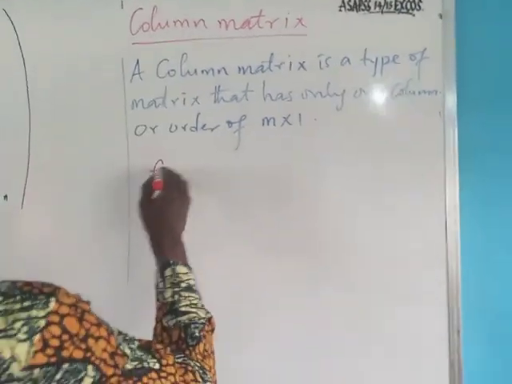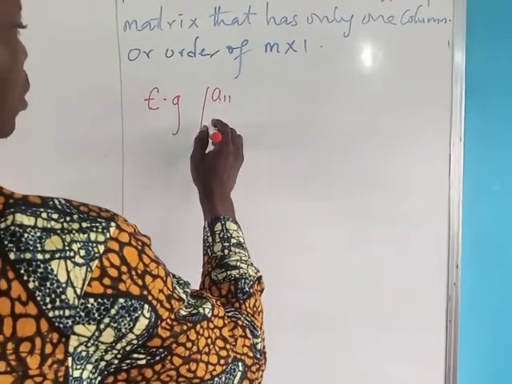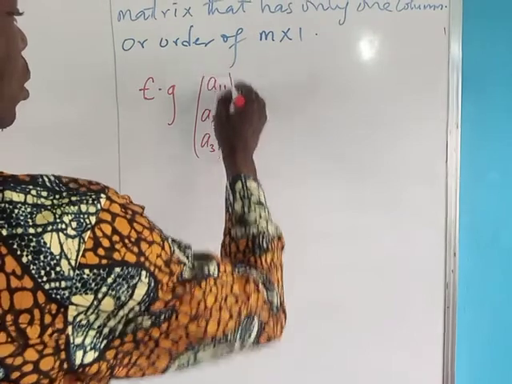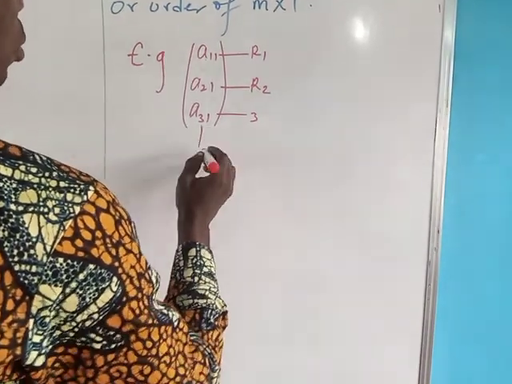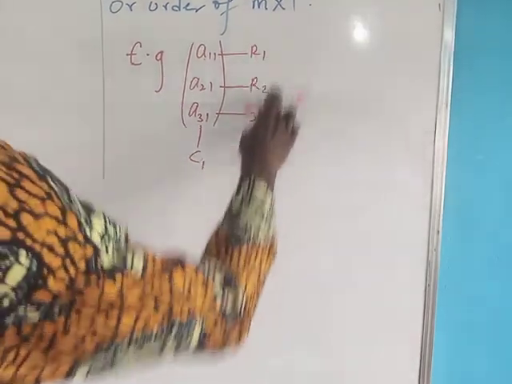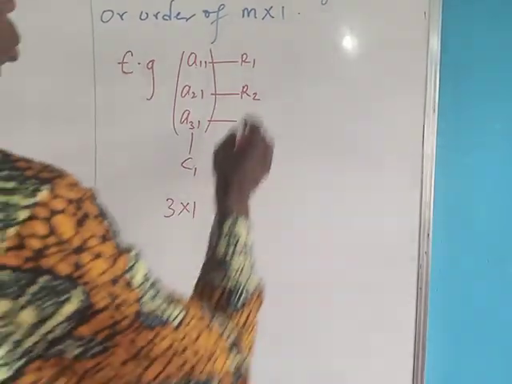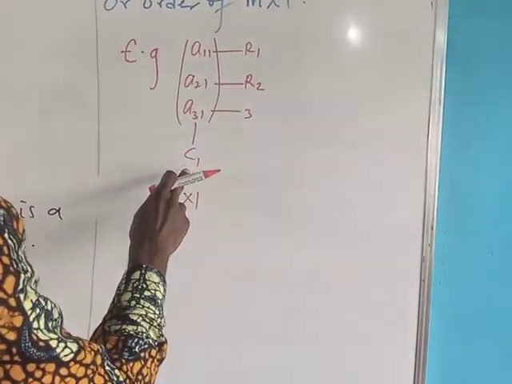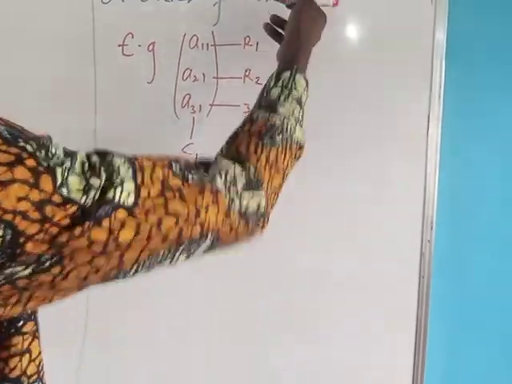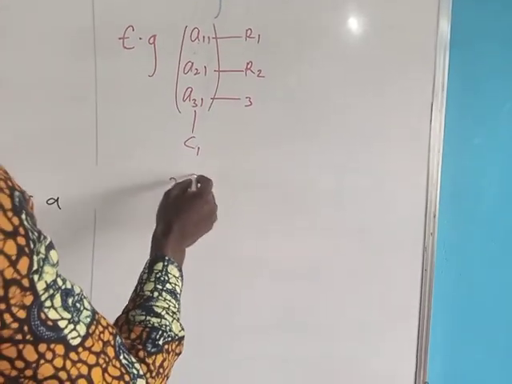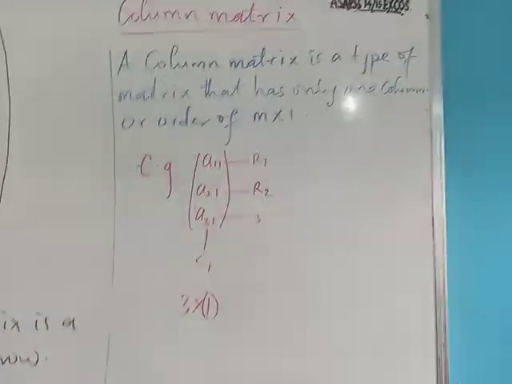E.g., so if you have this, A11, A21, A31. So here we have row 1, row 2, row 3, but the column is only one column. So the order of this matrix will be 3 by 1. So your m determines the number of rows you have here. If it is 3, so 3 by 1. The 1 stands for the number of columns, that is, it has only one column. That is why we call it a column matrix.